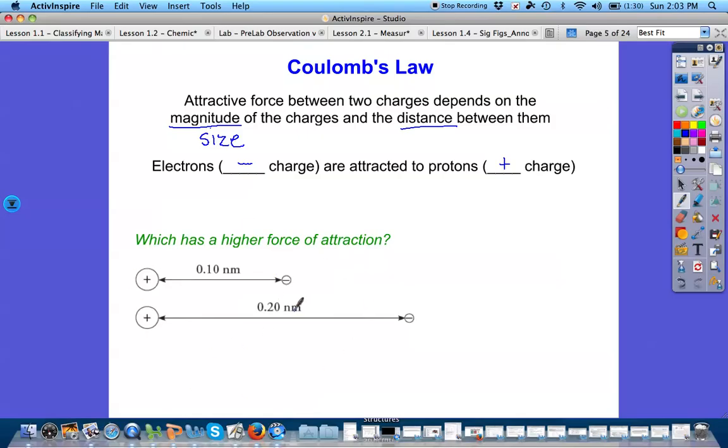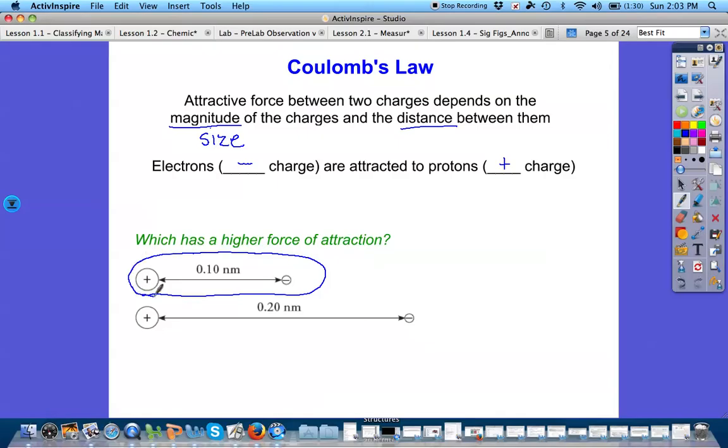Here in this first diagram, we want to determine which is going to have a higher force of attraction. There's one positive charge, one negative charge in each of these pictures. The thing that is changing is the distance. Well, the top one here is going to have the greater force of attraction.